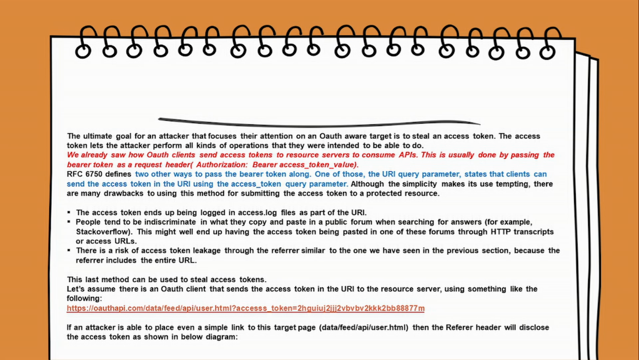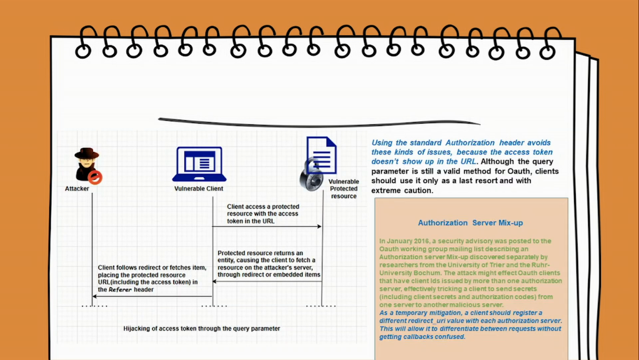Let's assume there is an OAuth client that sends the access token in the URI to the resource server using something like the following. So you have oauth api.com/data/feed/api/user.html with the query parameter access_token equal to something. That means the access token here you are passing in the query parameter, not by using the authorization header, which is what we usually do, as we have seen in our previous example. But there is a way you can also pass it in the query parameter. So if an attacker is able to place even a simple link to the target page, that is the data feed API user.html, then using the referrer header will disclose the access token, as shown maybe in this diagram below, as you can see.